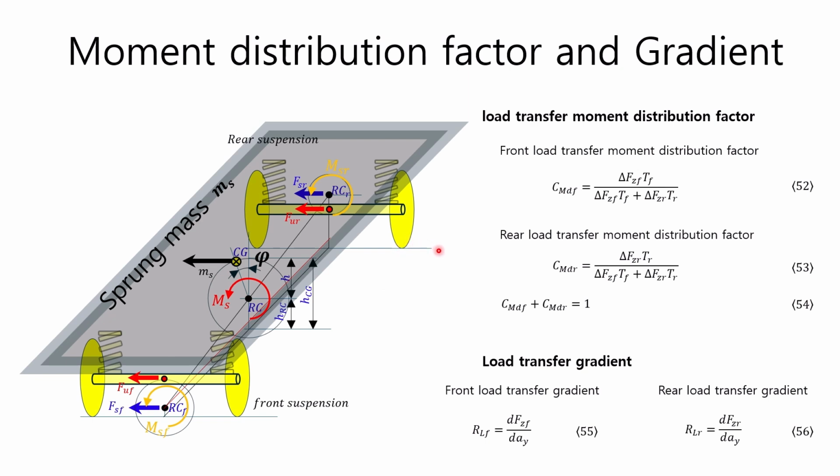The front wheel load transfer gradient is the change in front wheel vertical force with respect to the lateral acceleration. Therefore, it is the derivative of front wheel vertical force FZF with respect to lateral acceleration AY, as shown in equation 55, and the rear wheel load transfer gradient is the change in rear wheel vertical force with respect to the lateral acceleration. Therefore, it is the derivative of rear wheel vertical force FZR with respect to lateral acceleration AY as shown in equation 56.